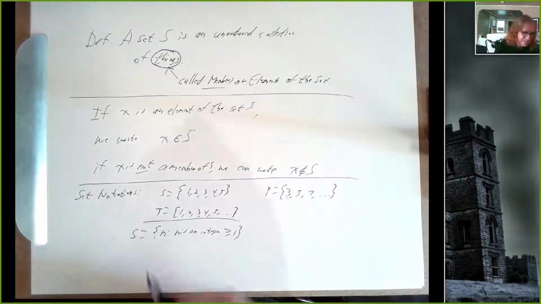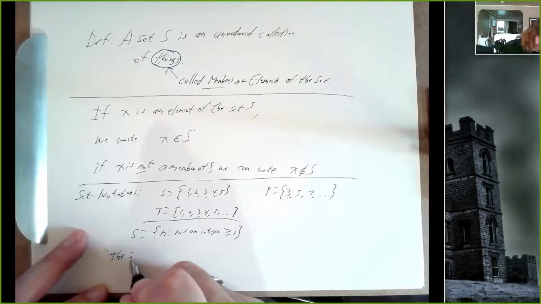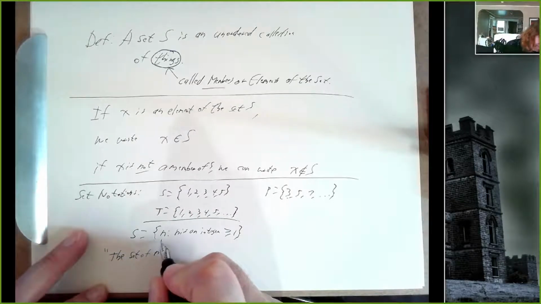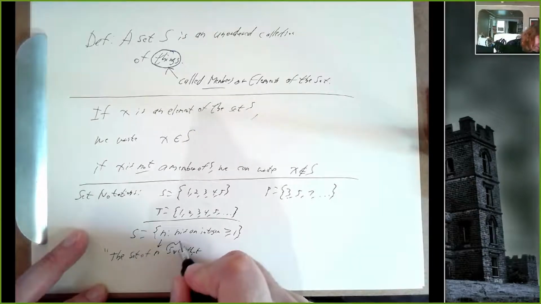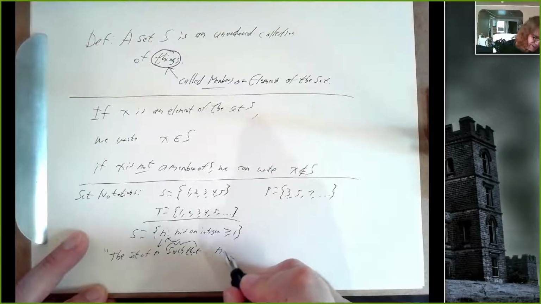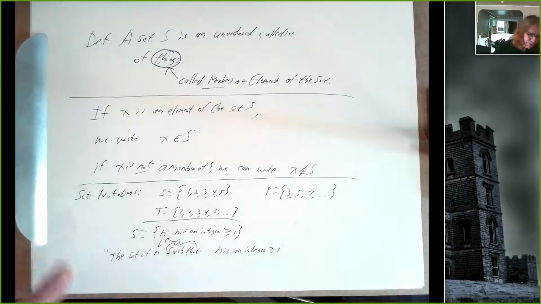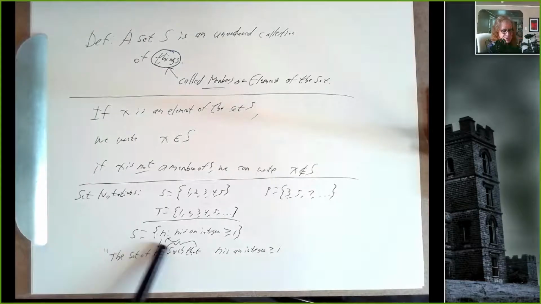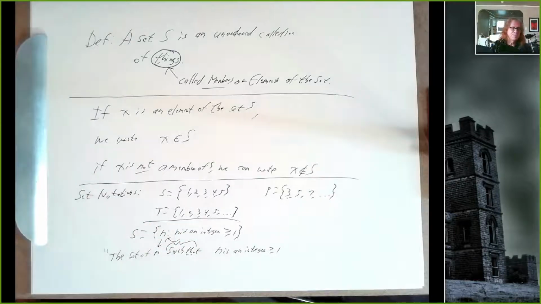But we're using this funny symbol. We're saying the set of n such that, and the colon means such that, and then we have the rest of this: n is an integer greater than or equal to 1. So we'll use this notation, S equals curly brackets, something colon something else, and it means the set of this stuff such that this other something else.